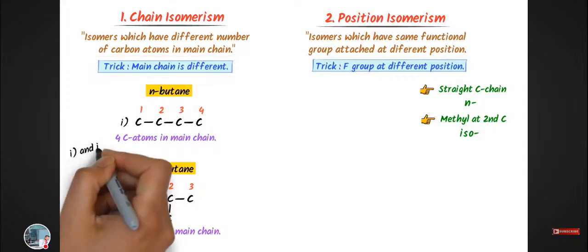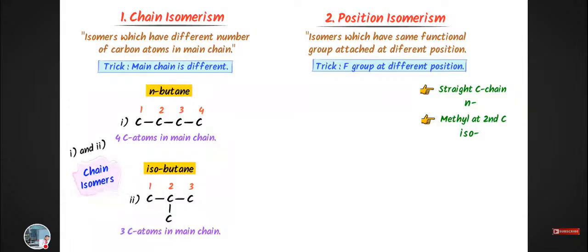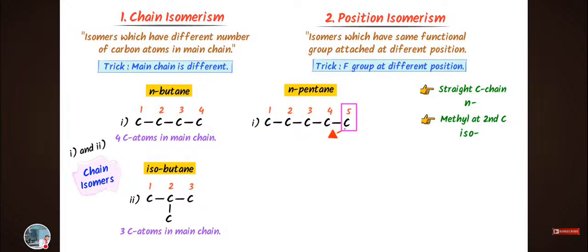Thus we write 1 and 2 are chain isomers because they have different number of carbons present in the main chain or parent chain. Now consider pentane. I only consider the straight chain of pentane. We call this n-pentane. Secondly, I cut this carbon and I attach it to this second carbon.